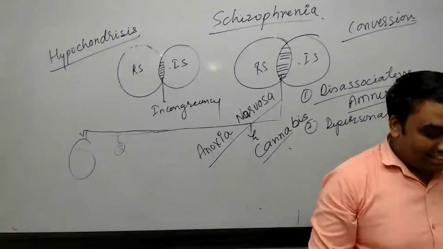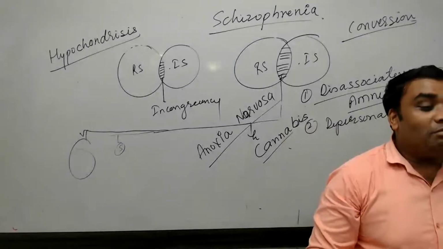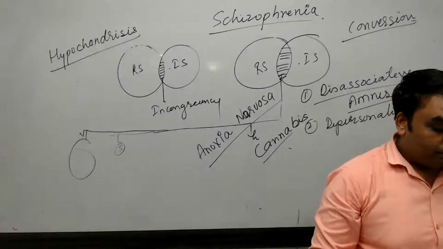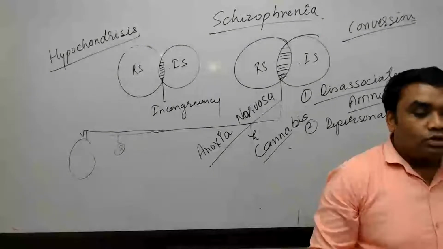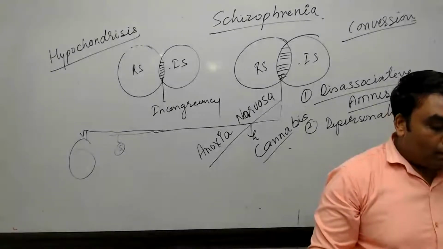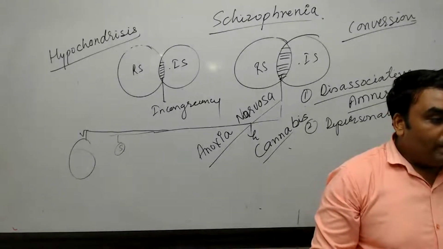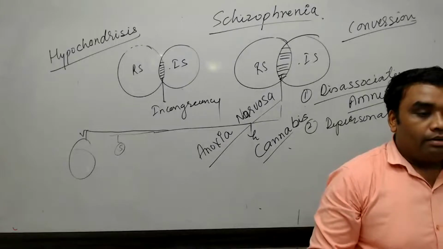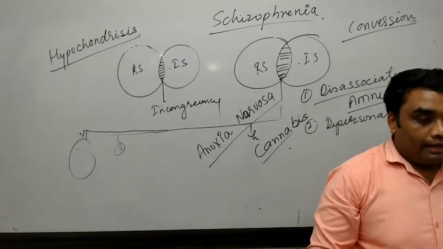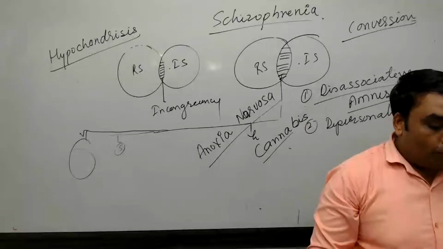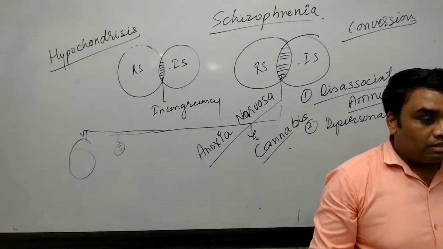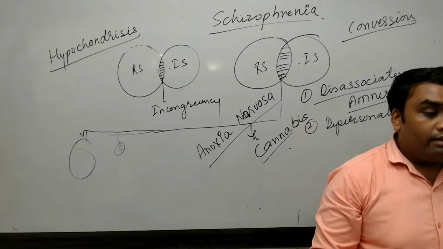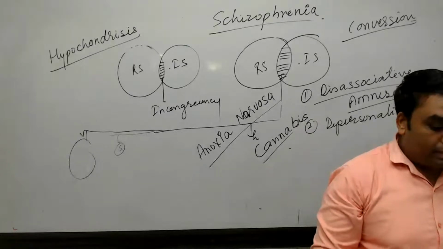Tobaccos, cigarettes and bidis are tobaccos. Opiates, after tobaccos. Opiates fall under the category of morphine. Some people take morphine, heroin and cough syrup.